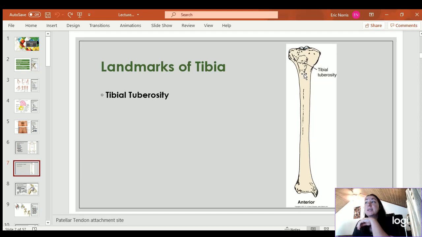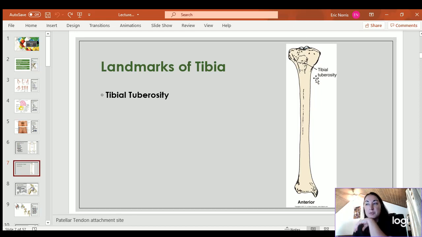Then on the tibia, going down into the leg portion, from an anatomy standpoint, in general terms, the top of the leg they call the thigh, from the hip to the knee. The bottom of the leg they just call the leg. So like with the arm, it's the forearm and then the arm. And then for the leg it's thigh and leg.